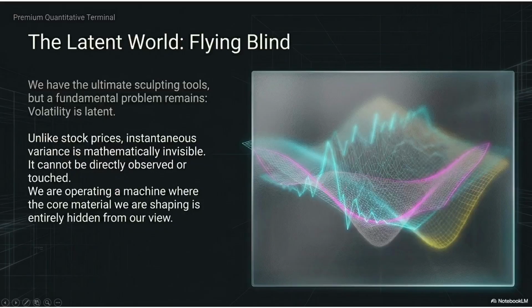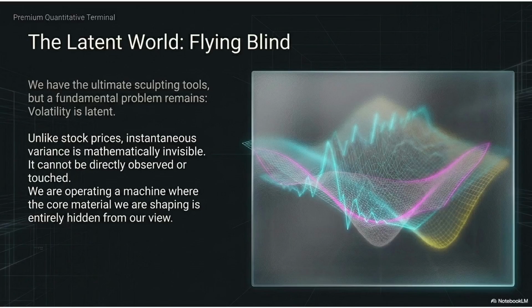But however, even with these tools, we operate in a latent world and are essentially flying blind. We have the best tools, but there is still a fundamental problem. The volatility is latent. Unlike stock prices, the instantaneous variance is mathematically invisible and cannot be directly observed or touched. We are operating a machine where the core material we are shaping is entirely hidden from our view.